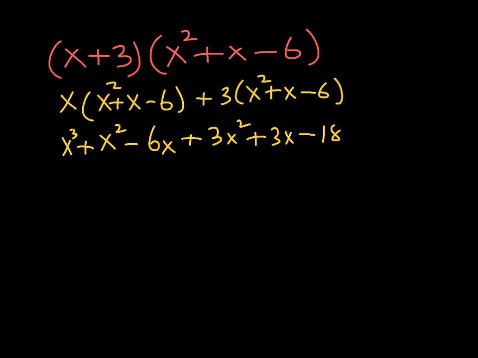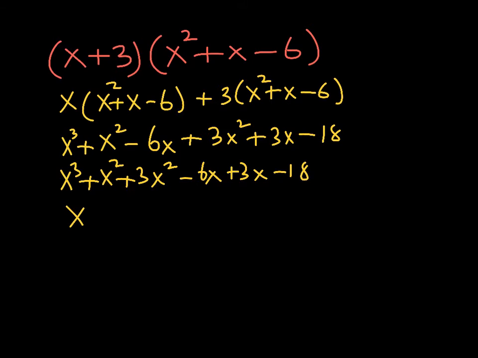Okay, so now we can collect like terms, so x³ plus x² plus 3x² minus 6x plus 3x minus 18. So this becomes x³ plus 4x² minus 3x, because negative 6x plus 3x gives us negative 3x, minus 18.